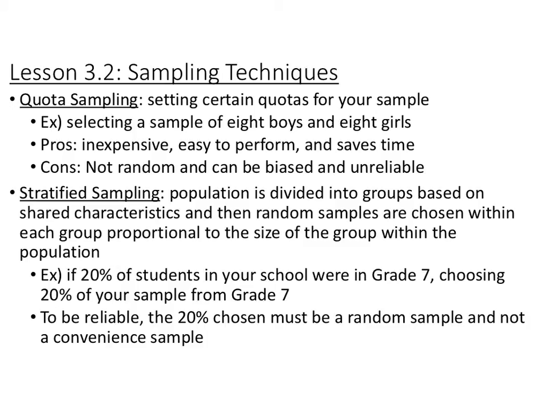So for example, if 20% of your school is in grade 7, then 20% of your sample should be from grade 7. To make sure this is reliable, the 20% you pick from grade 7 needs to be a random sample and not just the 7th graders that I know.